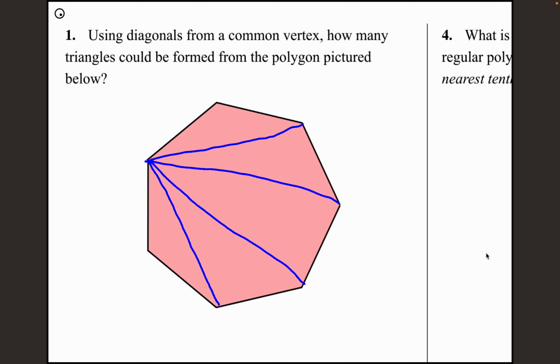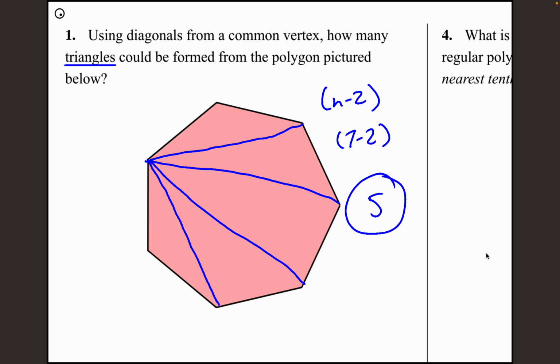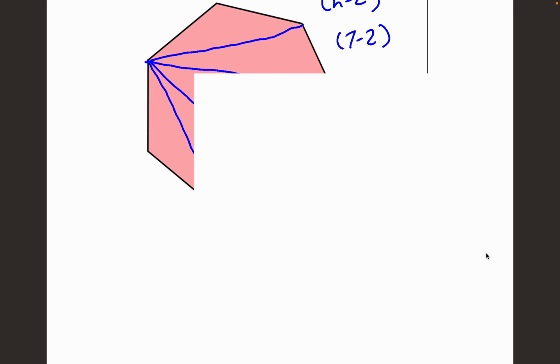So what's the equation that we use? It says we're finding the triangles, so this is just n minus 2. There's 7 sides, so 7 minus 2 is 5. There's 5 triangles. That's all you do if you're finding how many triangles. If it says the total sum, that's when we times it by 180.